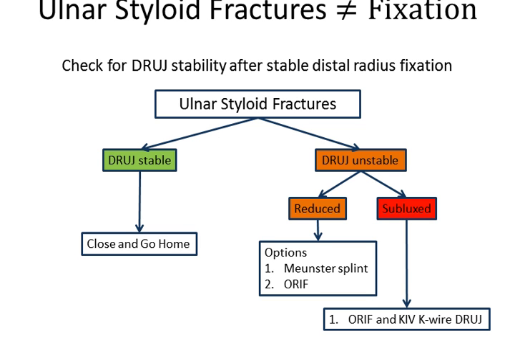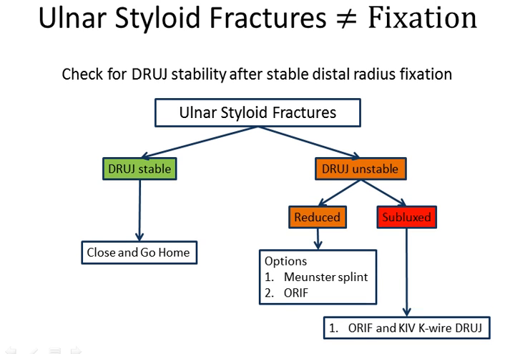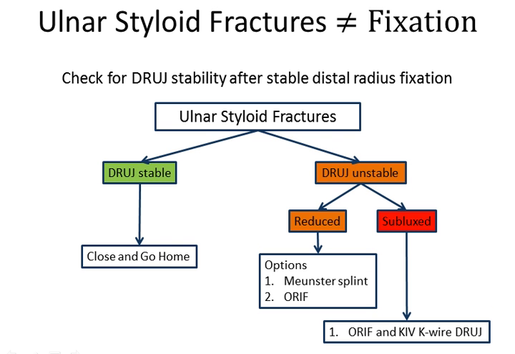So a little bit about ulnar styloid fractures and fixation. I think more than 10 years ago, there were people who said that you must fix all ulnar styloid fractures. Now we know it's not true. Ulnar styloid fractures no longer need fixation, but you need to evaluate it. After you fix your distal radius, you check for DRUJ stability. If it's stable, that's it, end of surgery. If it's unstable but your DRUJ is reduced, you can either just splint it or, if you want, fix it. But if it is subluxed, then I think you have to fix it, KIV K-wire the DRUJ.